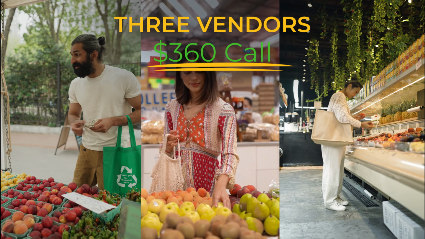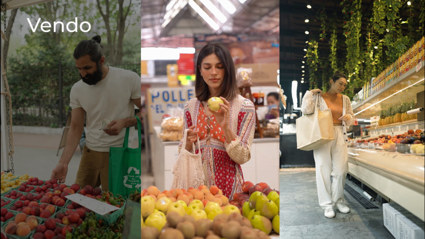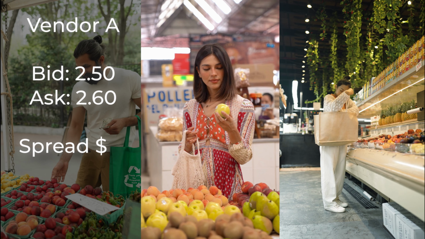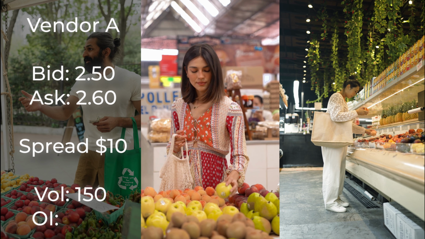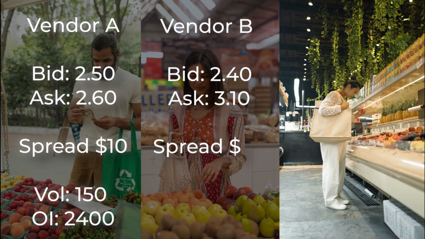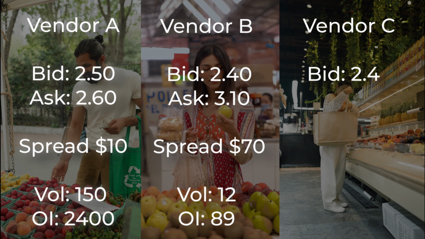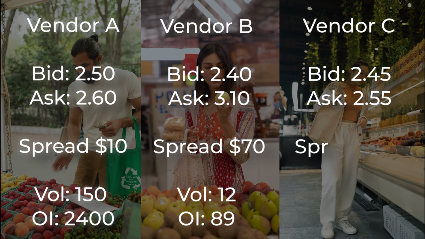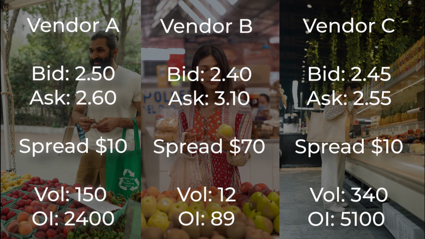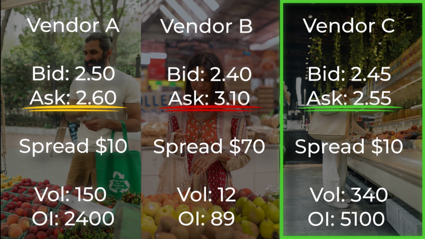Final example. Imagine 3 vendors all offering $360 calls. Option A, bid is $250, ask is $260, volume is 150, open interest is 2,400. Option B, bid $240, ask $310, volume 12, OI is 89. Option C, bid $245, ask $255, volume 340, and OI is 5,100. Which one do you pick? Most pick C simply because it has the lowest ask price.